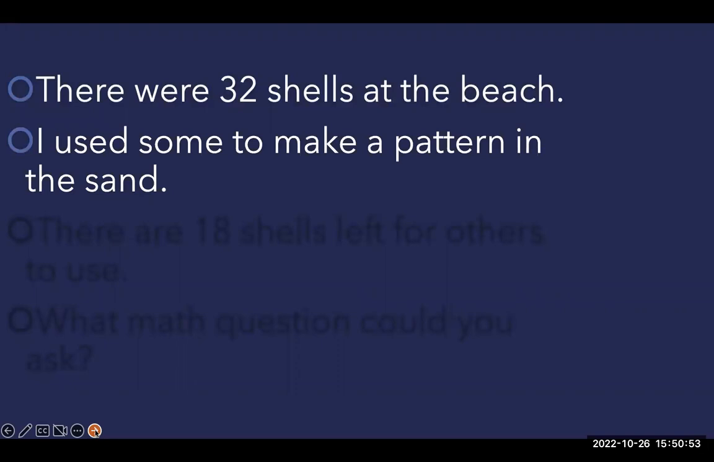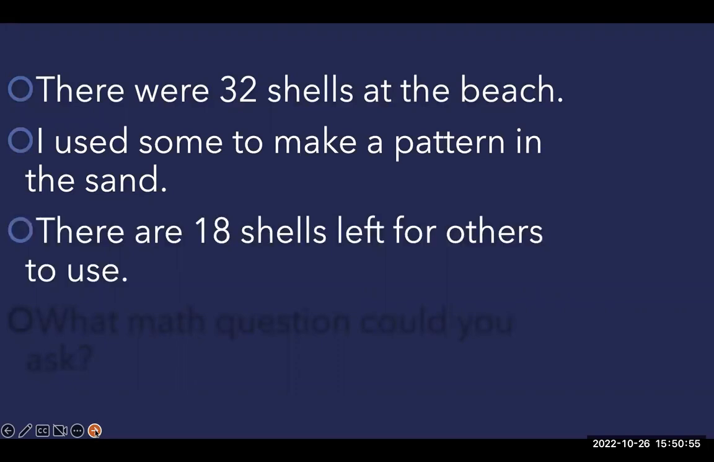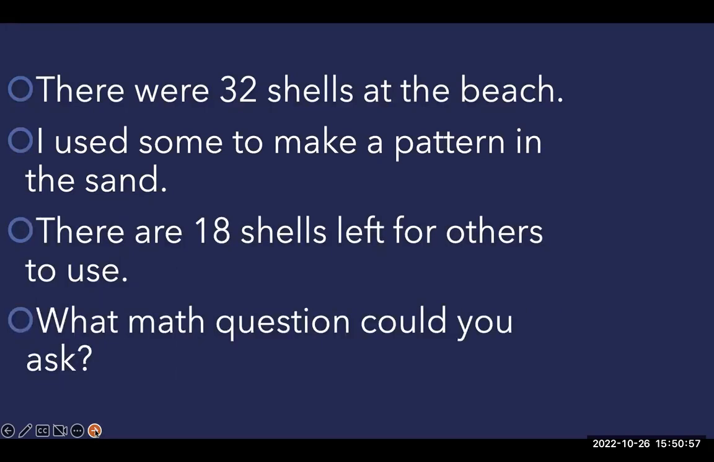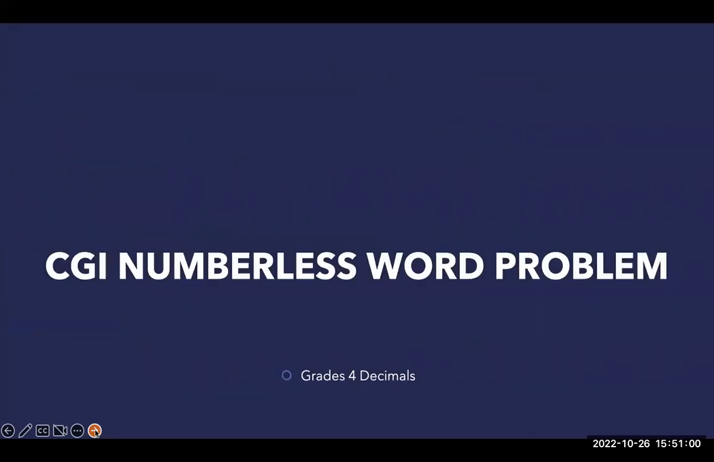There were 32 shells at the beach. I used some to make a pattern. There are 18 shells left for others to use. So what math question could you ask? And then the students reveal, how many shells did I use to make a pattern? And then they share their strategies.